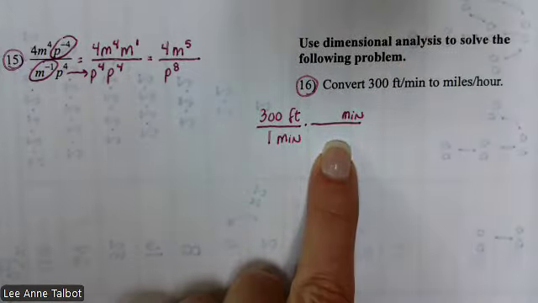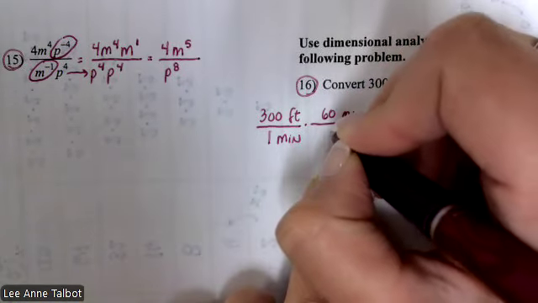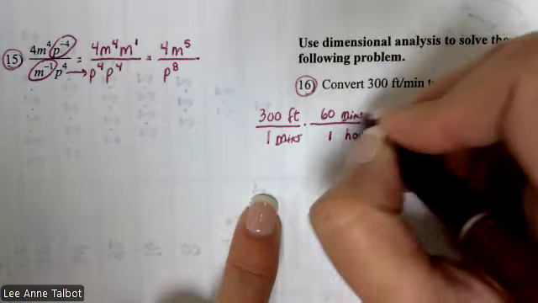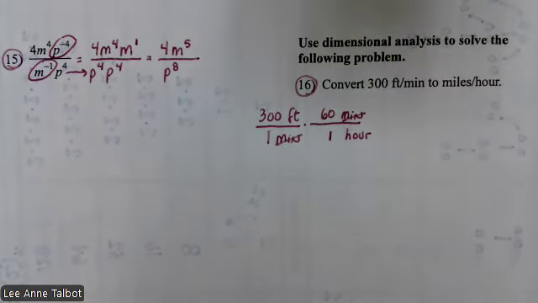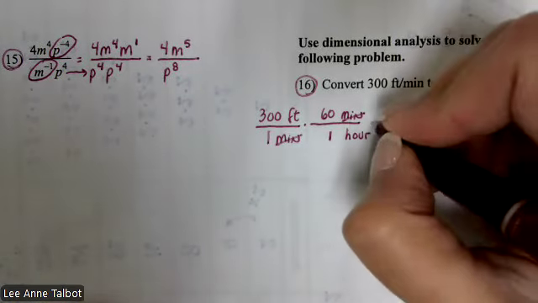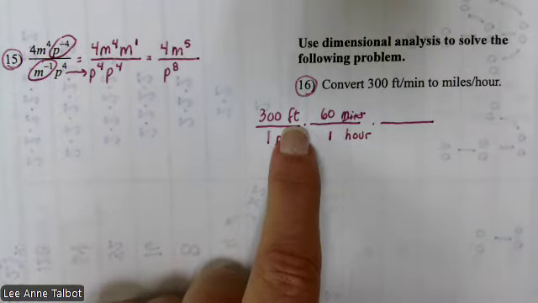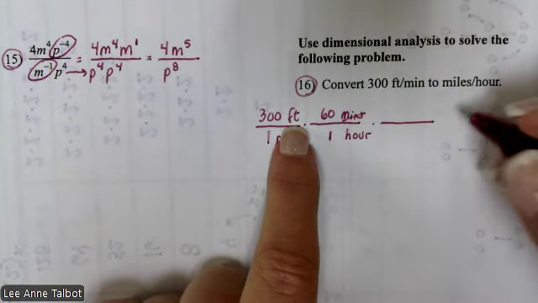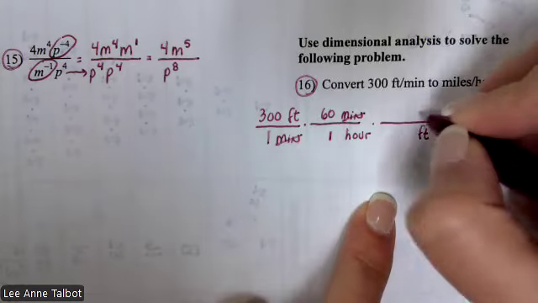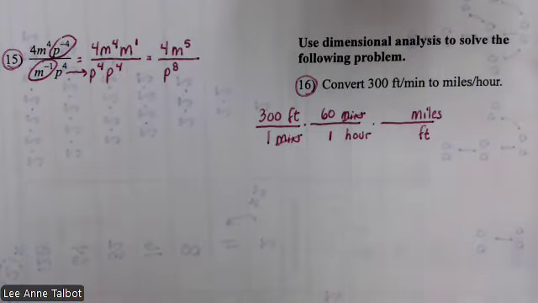How many minutes are in an hour? What units am I in right now? Feet per hour. Yeah. Okay. Feet are in the top on this one. Where should feet go in this fraction? How many feet are in a mile?